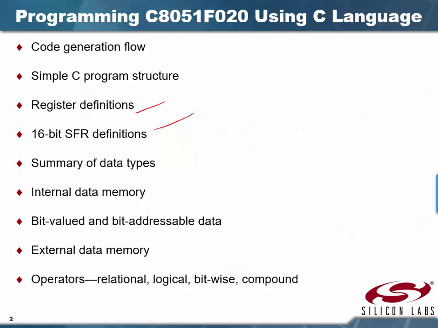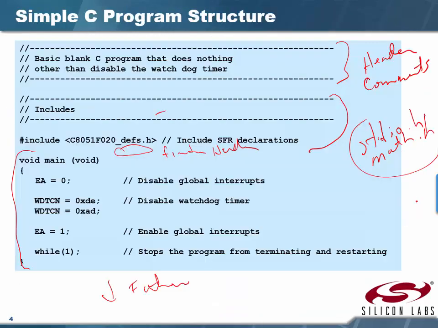So if we go back to our program, EA equal to 0 disables the interrupts. What we're saying is that IE bit 7 is equal to 0. We just know that the global interrupt enable is EA, and that's all we have to remember. It makes our life much easier. We don't have to remember that to enable the interrupts, I have to set bit 7 in the interrupt enable to a 1, and to disable it, set it to a 0. In C, we just set EA equal to 0 to disable all of our interrupts. So as you can see, programming in C is much easier.